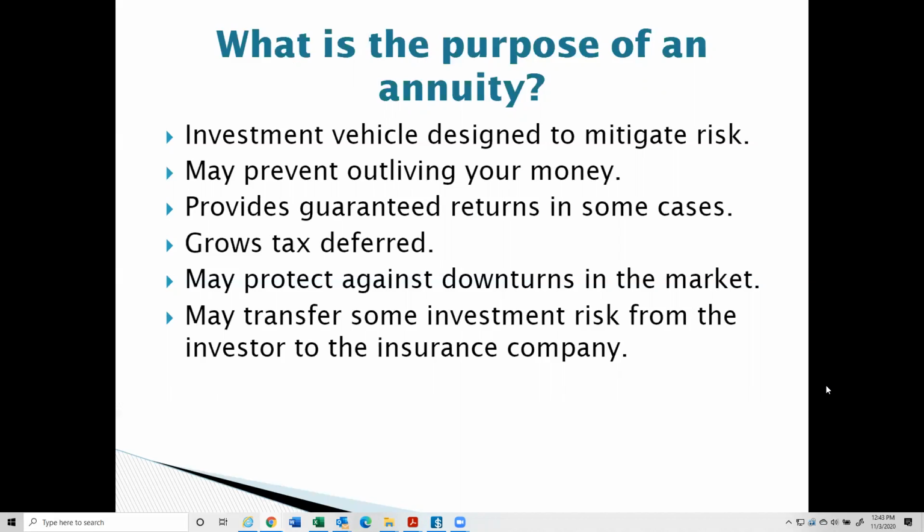They can be used as a cash management tool, a budgeting tool, and they also can be used as an asset protection tool. In some states, annuities are protected assets from creditors. This means that if someone's sued, it can be a protected asset.